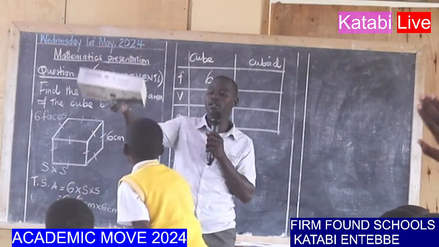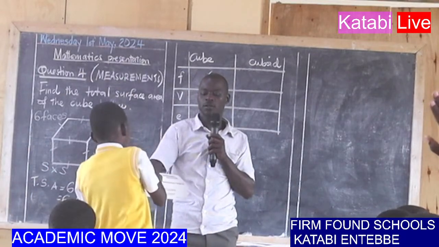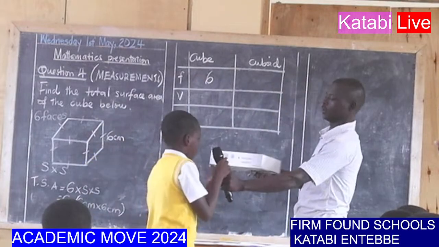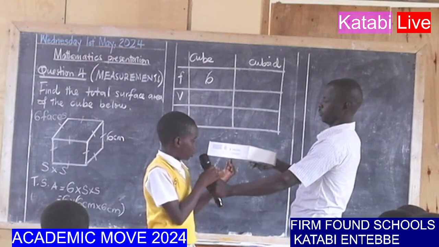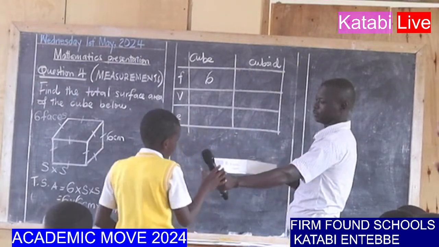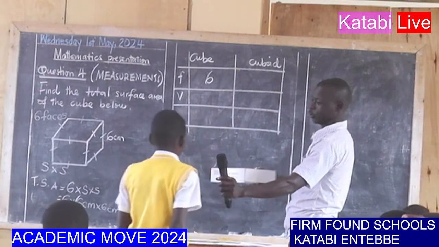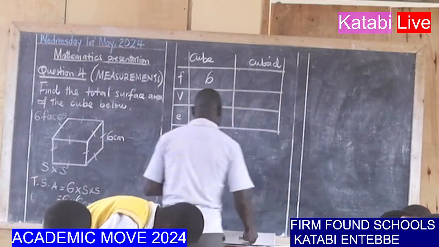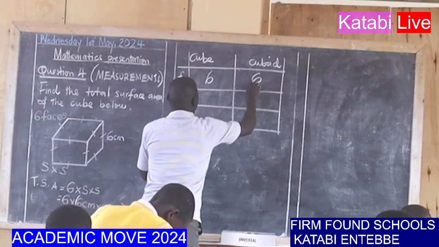This is a cuboid. Louder. 1, 2, 3, 4, 5, 6. What's your name? My name is Janan Odiama. Thank you so much. Now here we have 6.